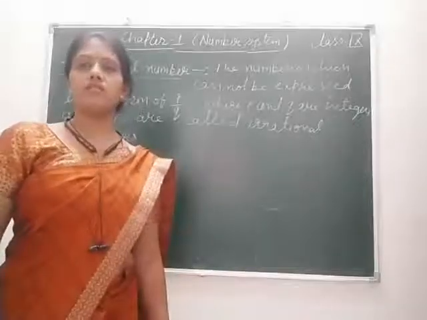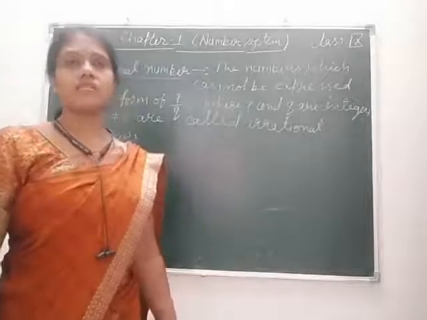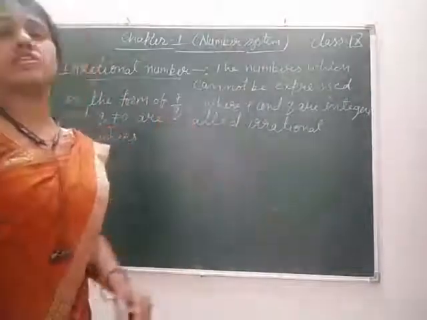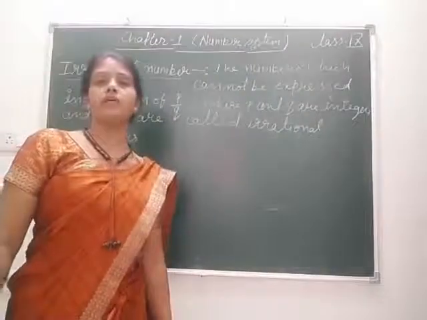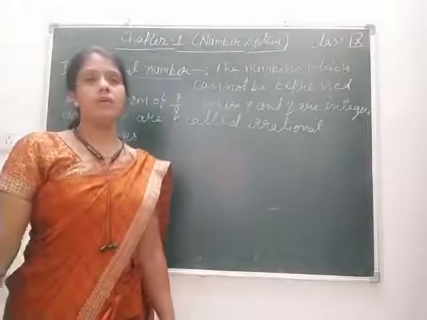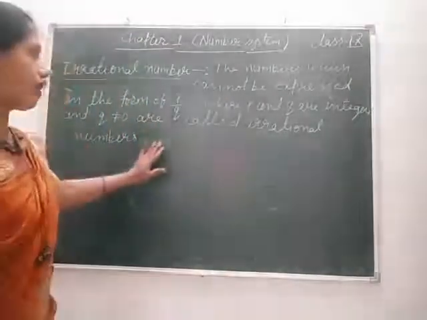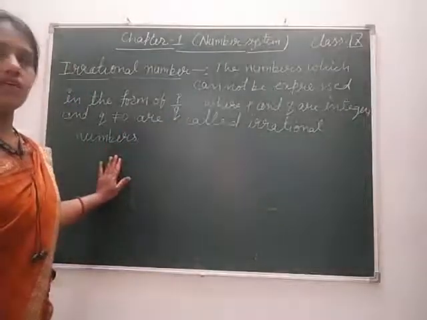Good morning students. Today chapter first number system and topic is irrational number. The number which cannot be expressed in the form of p upon q, where p and q are integer and q is not equals to 0 are called the irrational number.